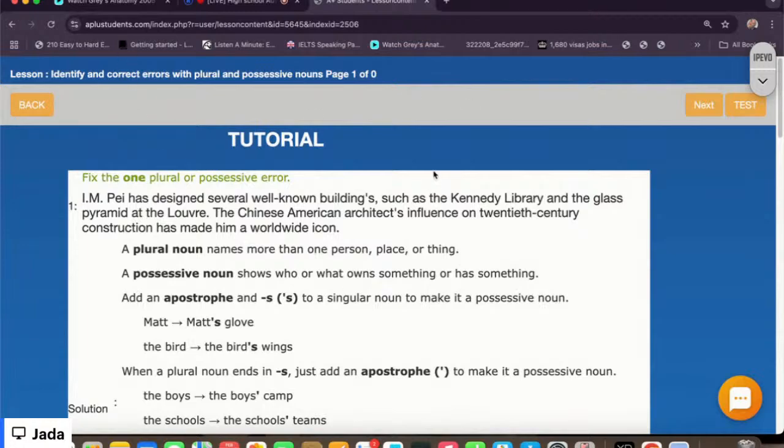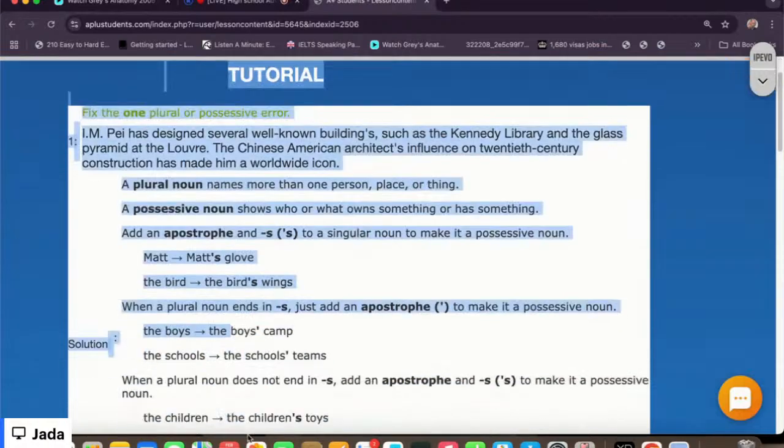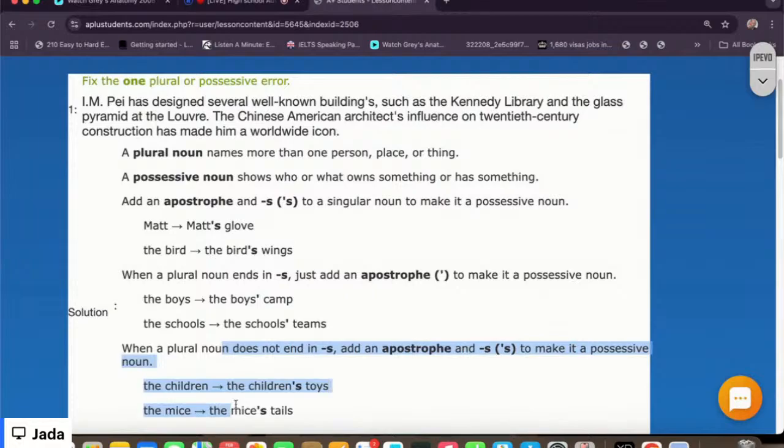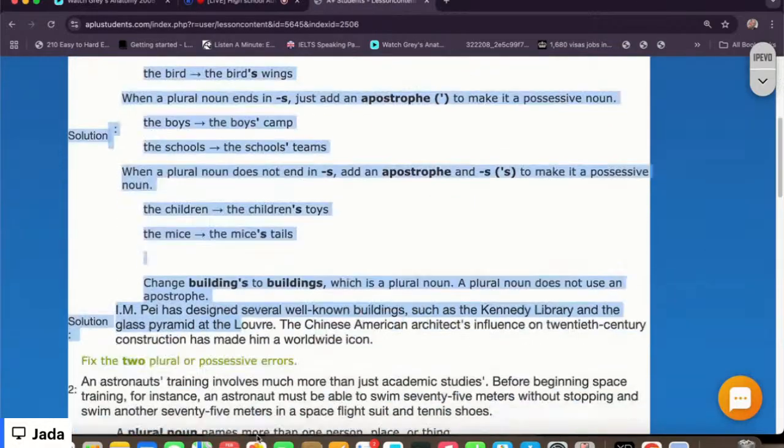All right, let's look at some examples over here. IMP has designed several well known buildings, such as the Kennedy Library and the Glass Pyramid at the Louvre. The Chinese American architects' influence on the 20th century construction has made him a worldwide icon. So you have to fix the one plural possessive error, and that would be what?